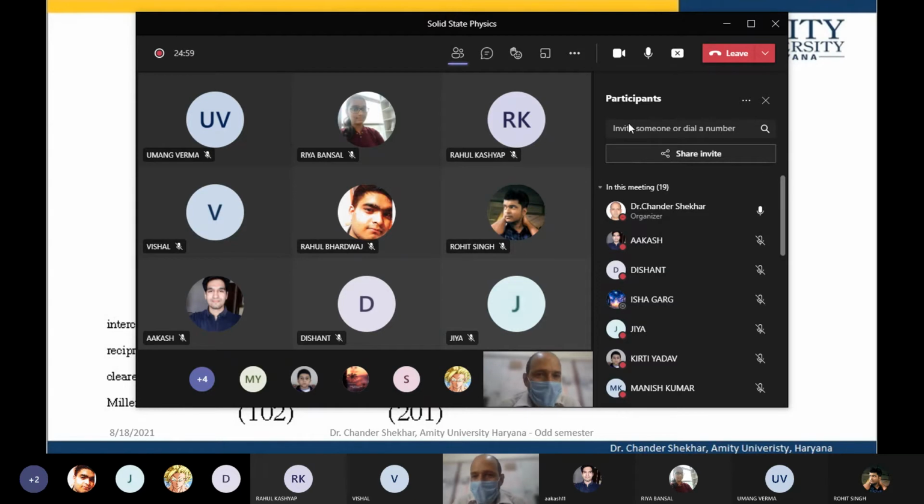Before proceeding, I would like to know if it is clear to you all. Any doubt about Miller indices for the crystal structures? Jia, Dishant, Akash, Vishal. No, sir. Yes, Jia, any doubt? No doubt, sir. Okay, Rahul, Riya, Umang. No, sir. Clear? Yes, clear. No, straightforward.